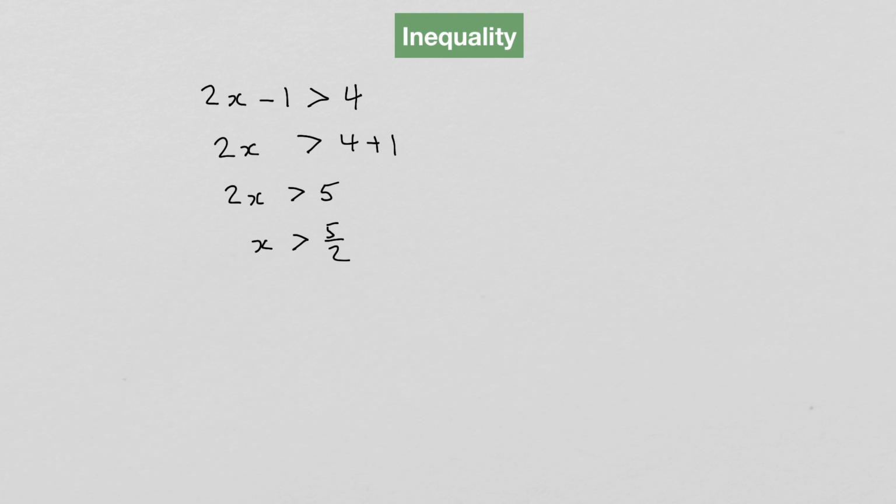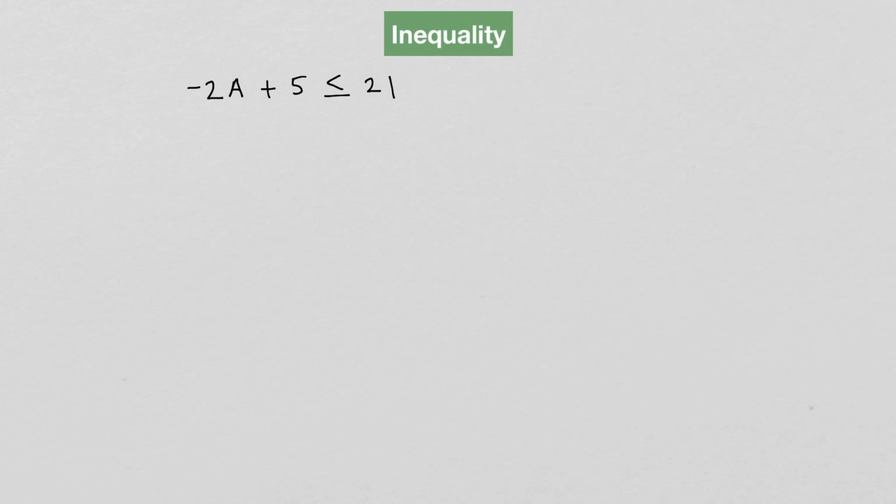But if you pick a value greater than 5/2, for example, 3, if we put 3 in for the value of x, the product of 2 and 3 is 6, minus 1 is 5, and 5 is greater than 4. So that is correct. Essentially, anything that is greater than 5/2 will make this expression valid. Okay, so let's take a look at another example.